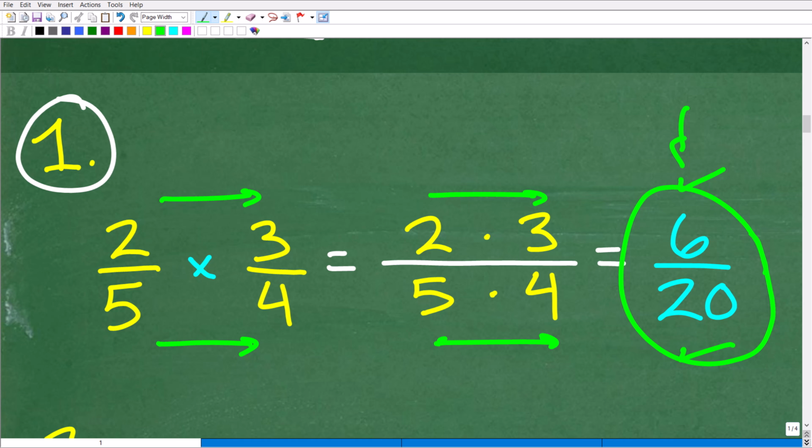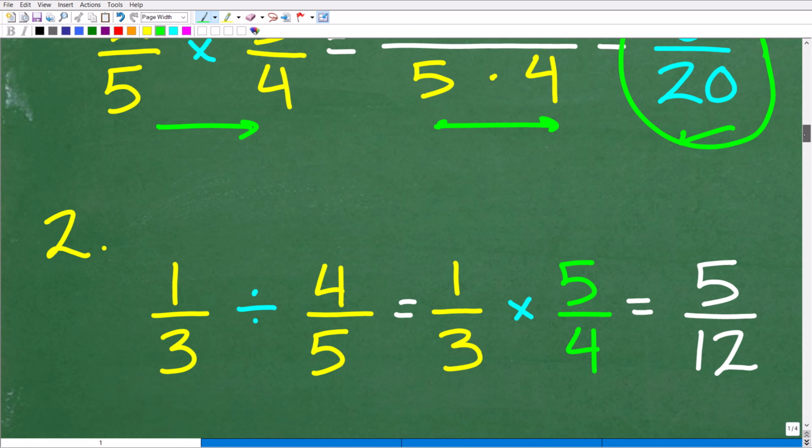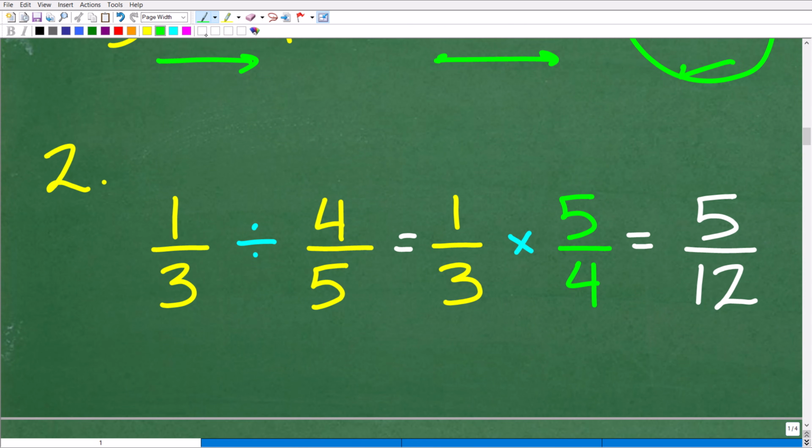But we'll come back and revisit how to reduce a fraction. I'll give you some general guidance on that in just one second. Okay, so now that we know how to multiply fractions, let's talk about how to divide fractions. So that's our second thing.